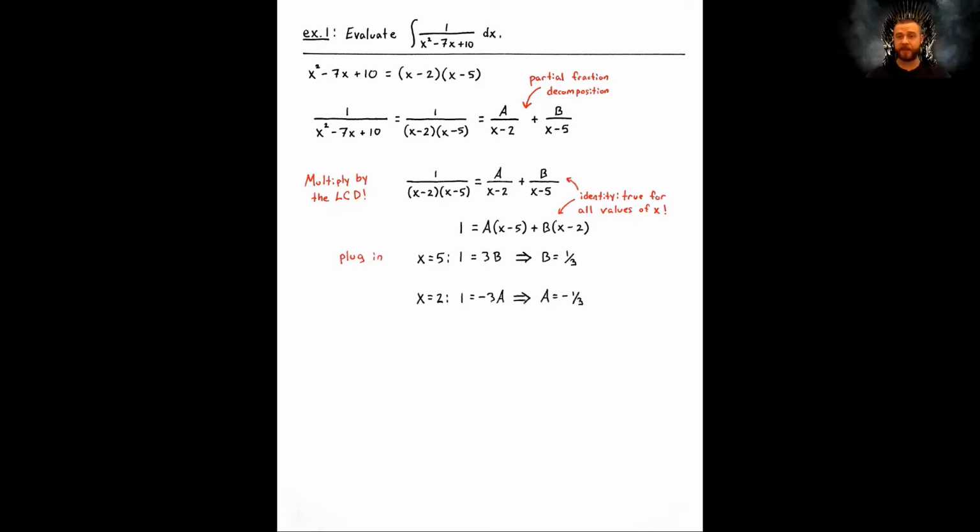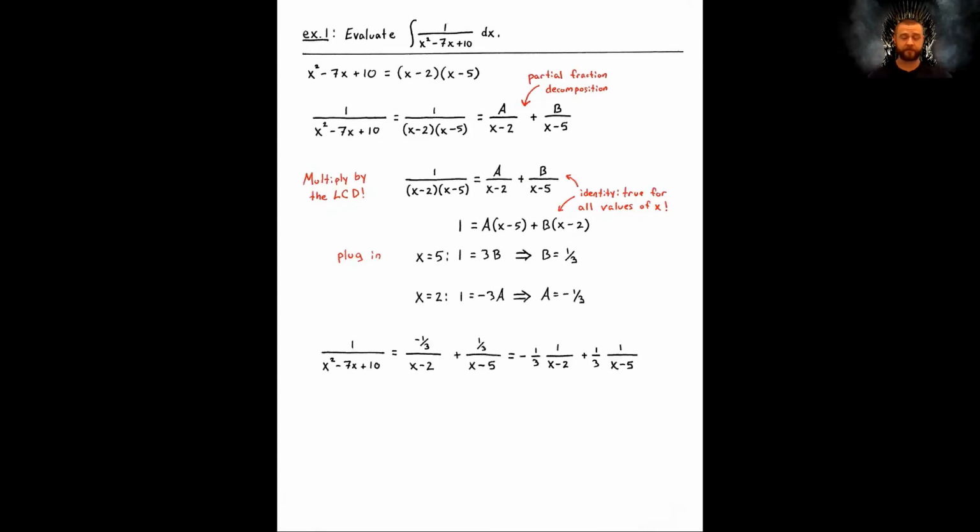Okay, so we've solved for A and B. Let's plug them back in above to the partial fraction decomposition. So we're just going to replace A with negative 1/3 and B with positive 1/3. Now, since A and B are fractions, and we already have partial fractions, let's not have fractions within fractions. Let's pull the negative 1/3 and positive 1/3 out front. All right, and what we've done is express the original function in a form that's more easily integrated.